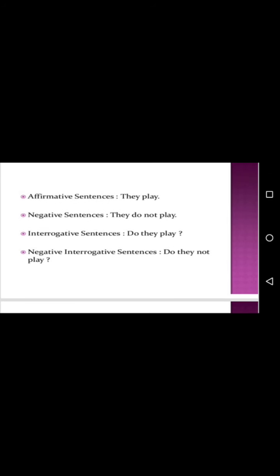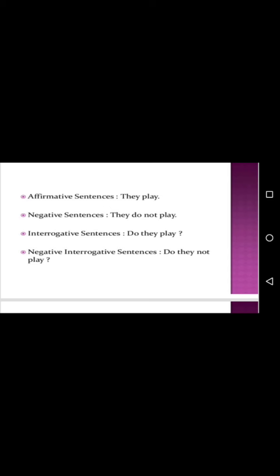And the examples of simple present tense are given over here: affirmative sentence, negative sentence, interrogative sentence, and negative interrogative sentence. Now what we have to keep in mind is that for affirmative sentences, we have to use V1, means the first form of the verb. But while using negative, interrogative, or negative interrogative, we have to use some helping verbs. Those will be either do or does, depending on the subject, right? So according to that we have to use them.